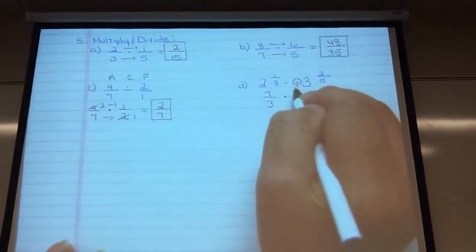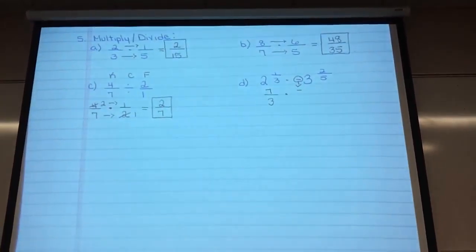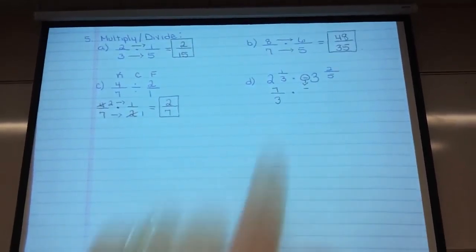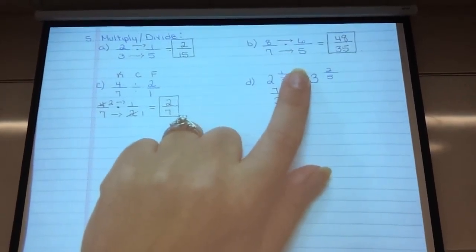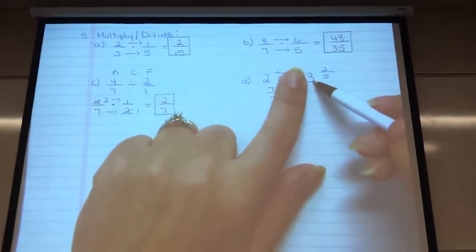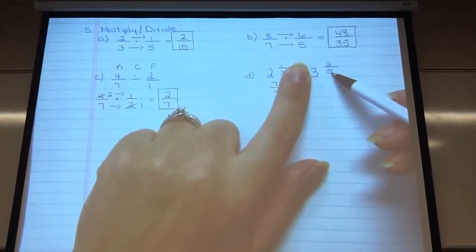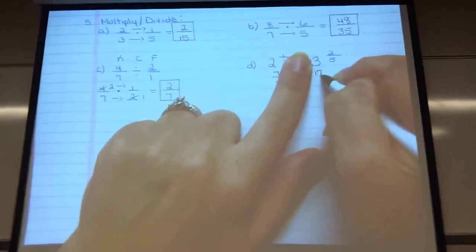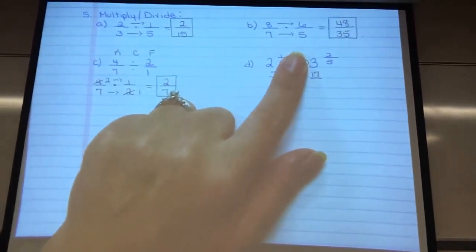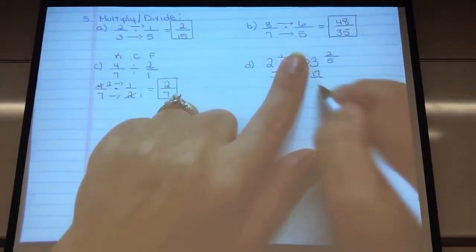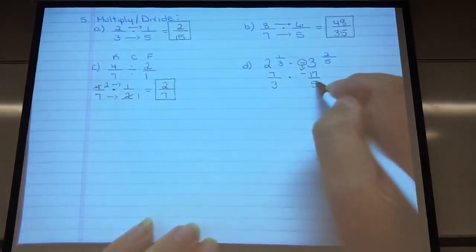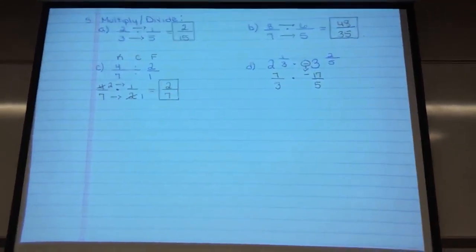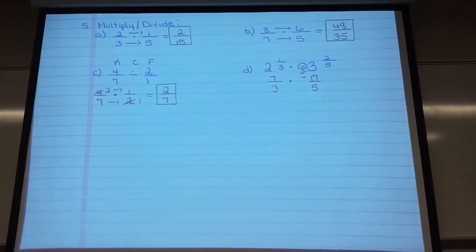You're just going to bring it down. Don't do anything with the negative. I'm just going to cover it up, and you're going to do the same pattern. 3 times 5, 15, plus 2, 17. And what do I keep that one over? 5. So the negative's just floating out there. It doesn't change the problem or how you solve it.